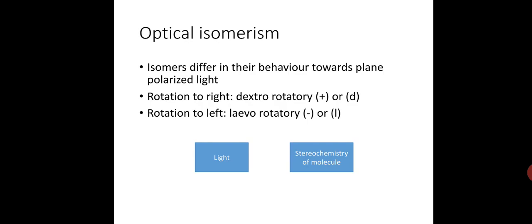So when you are discussing optical activity or optical isomers, there are two important things. The first thing is the specialty of the light that you are using. The light we are using will be plane polarized light. And the second thing is the stereochemistry of the molecule, which is the reason for this kind of optical activity.